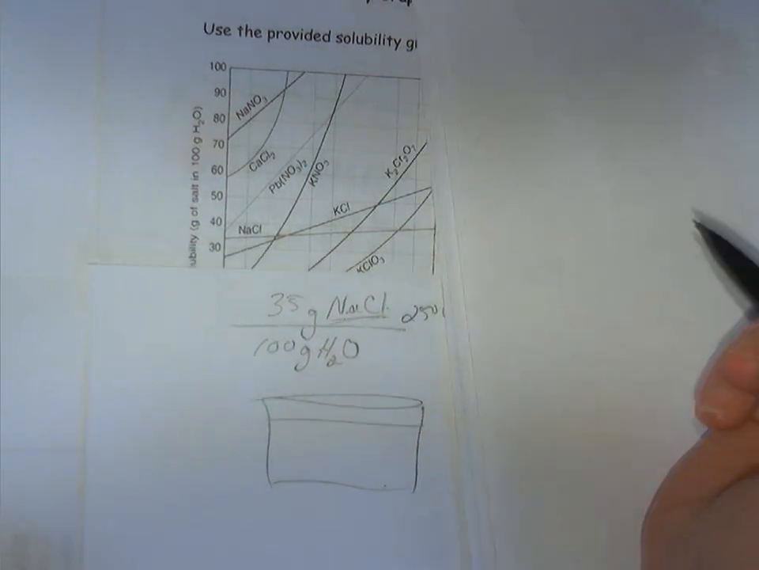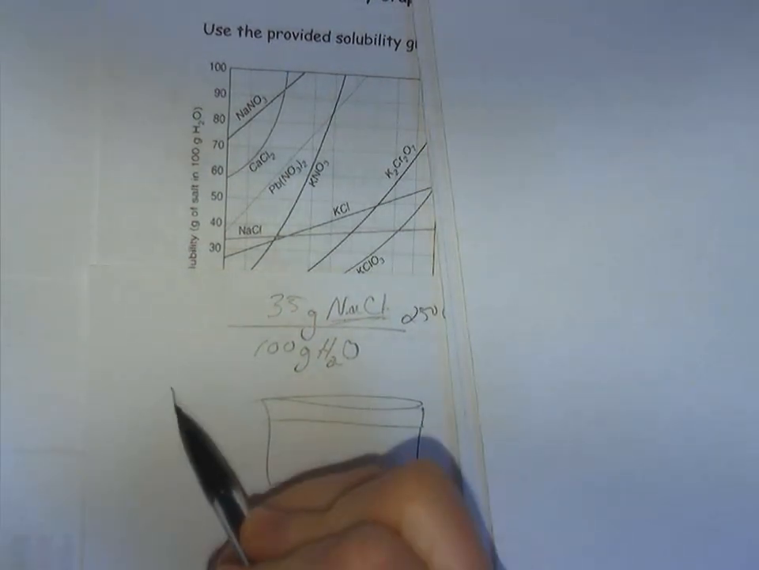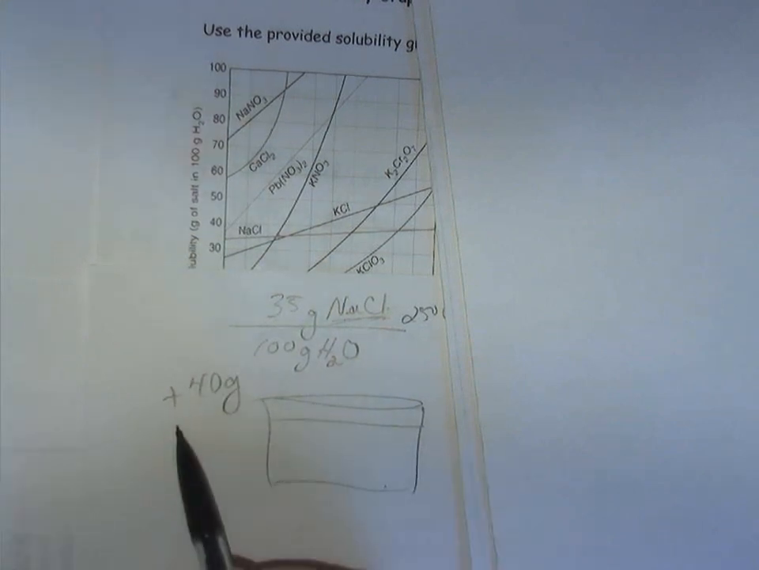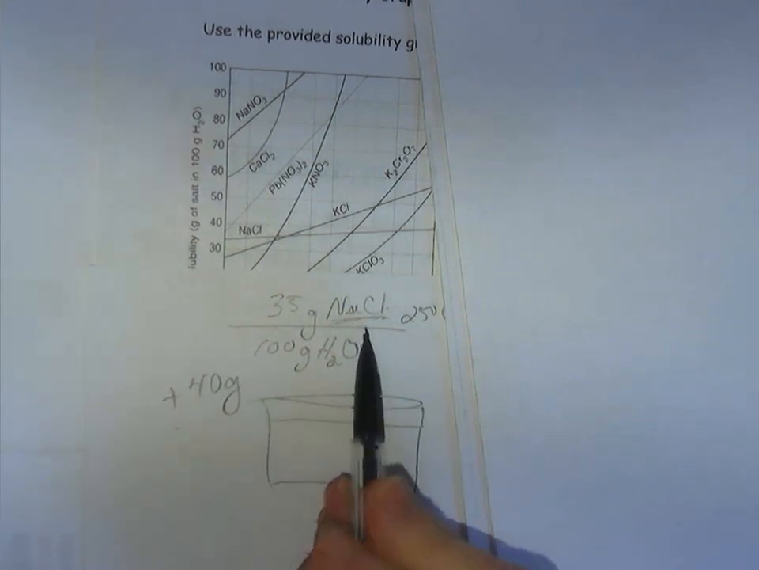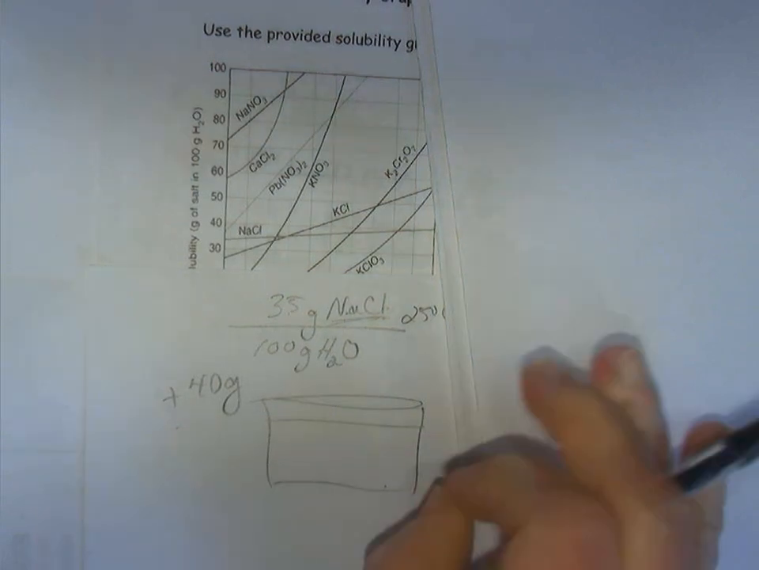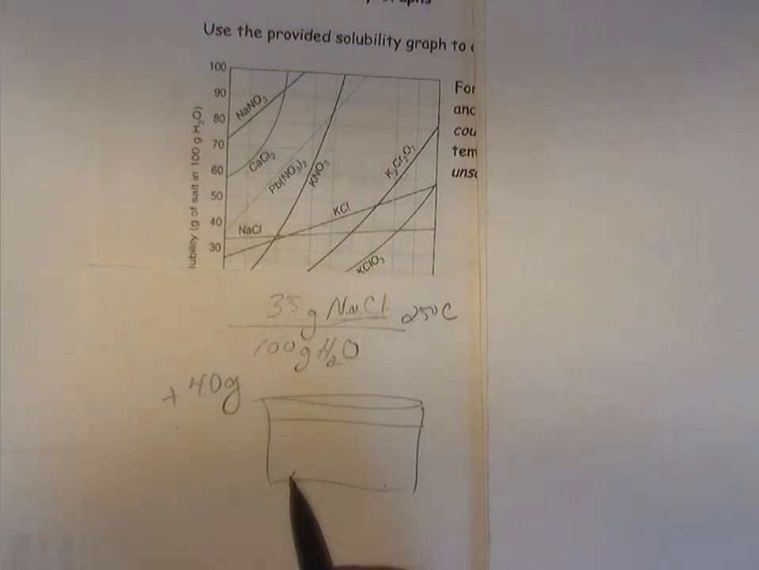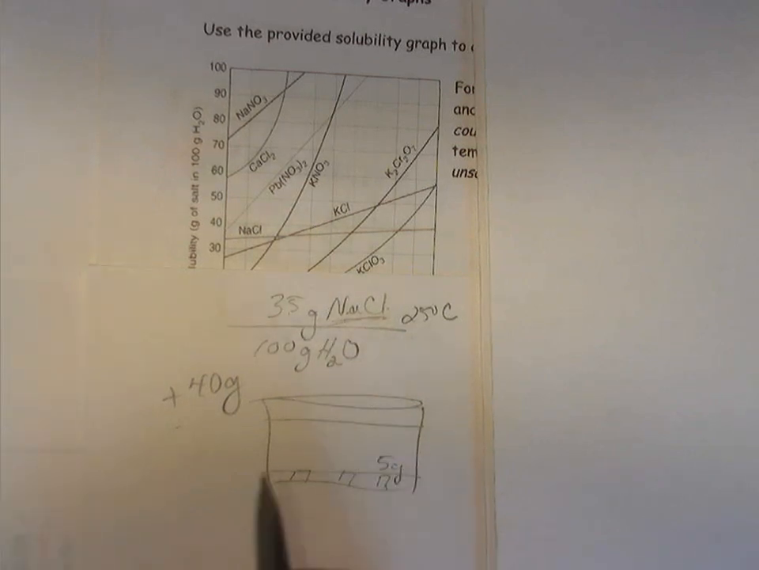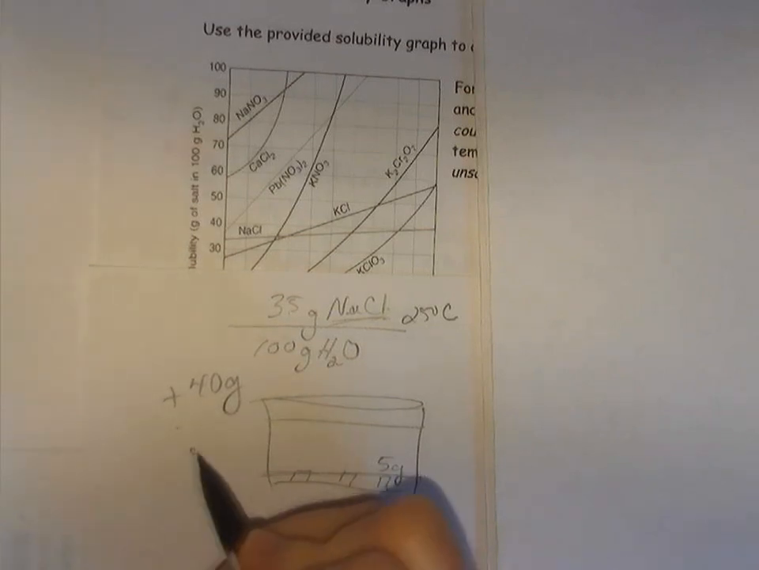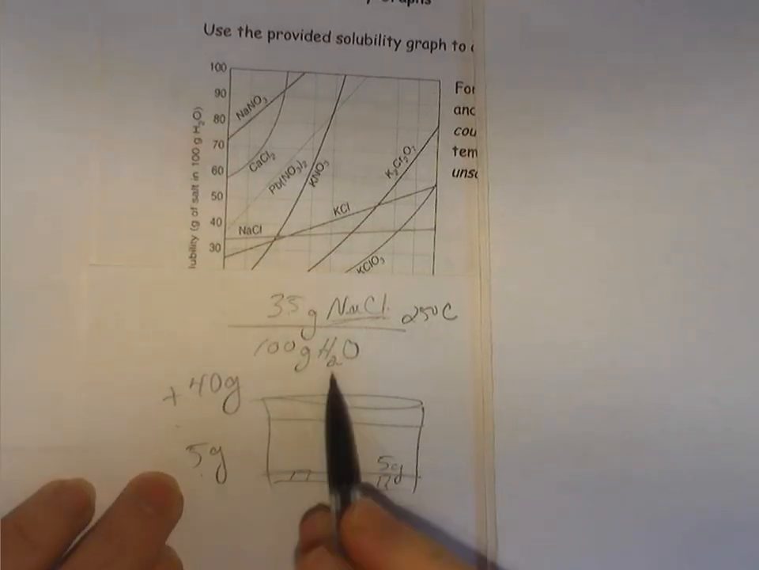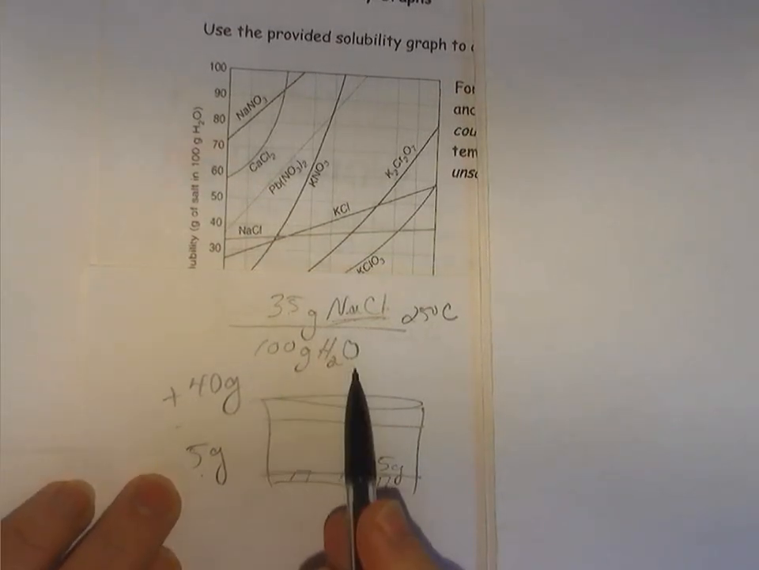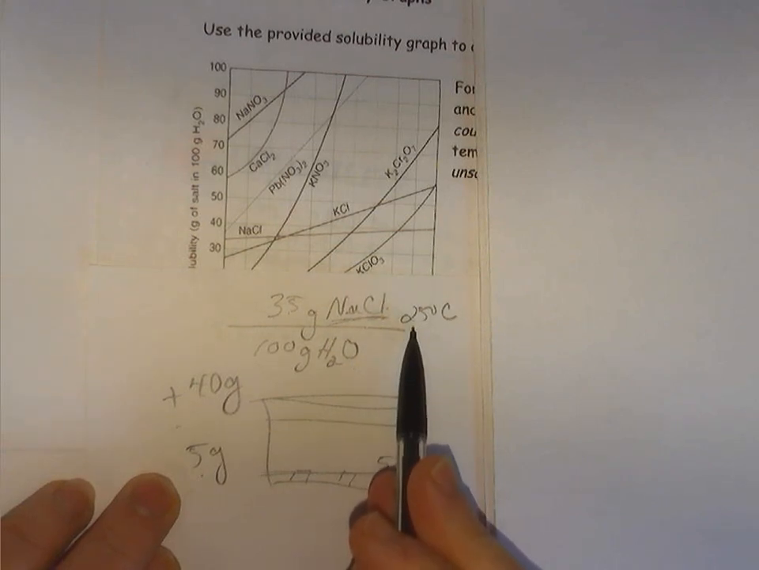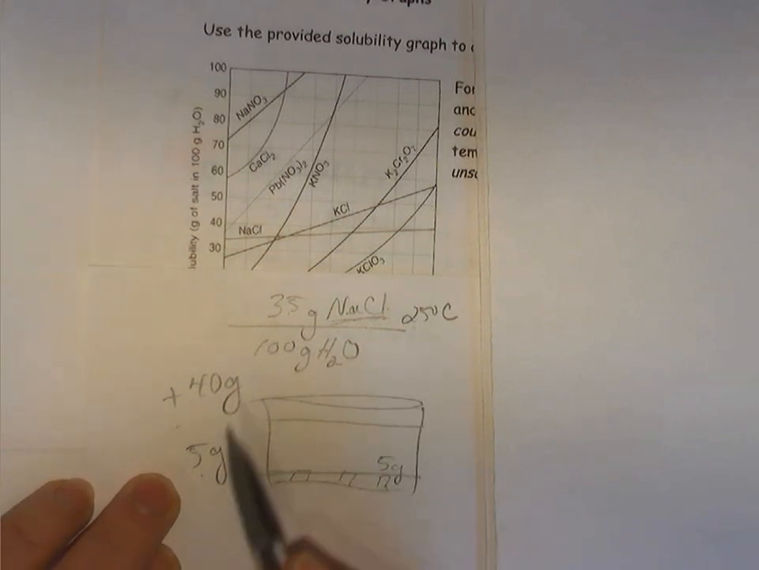However, if you try to dissolve 40 grams of sodium chloride, you are exceeding the solubility, and you'll get the 5 grams of undissolved sodium chloride to lay on the bottom. Now, what if you just added 5 grams of sodium chloride in the 100 grams of water at this temperature? You could add another 30 grams.